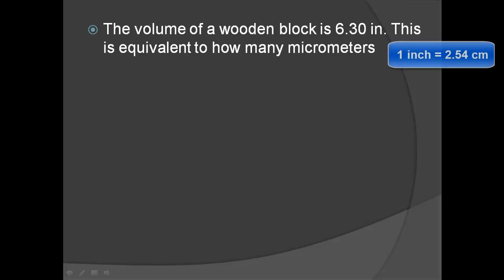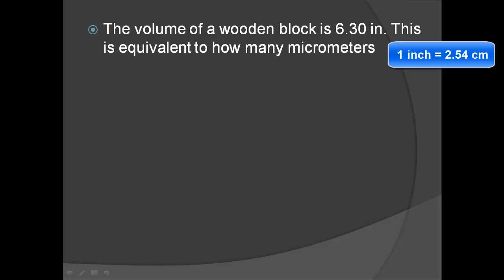That gateway conversion is given to you right here. 1 inch is equal to 2.54 centimeters. So make sure that you memorize this and have it as part of your arsenal when you're taking exams. With that in mind, let's try to do this problem. The volume of a wooden block is 6.3 inches. This is equivalent to how many micrometers?